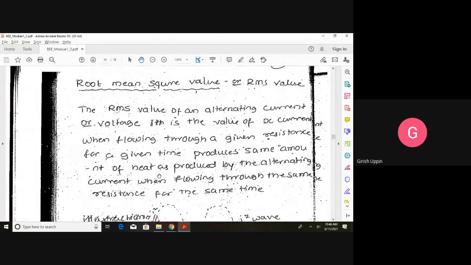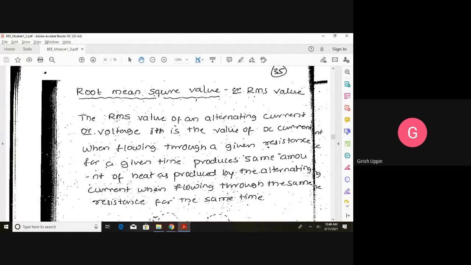Average value is nothing but the area under the waveform for a half cycle divided by the time period for the half cycle. So we take half cycle if it is a symmetrical waveform. Symmetrical waveform is what? If the positive half cycle is exactly the same as the negative half cycle, we call it a symmetrical waveform. And if it is a symmetrical waveform, the average value is given as the area under the waveform for half cycle divided by the time period for the half cycle.